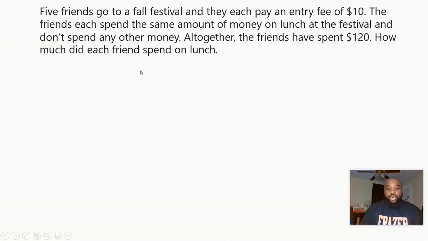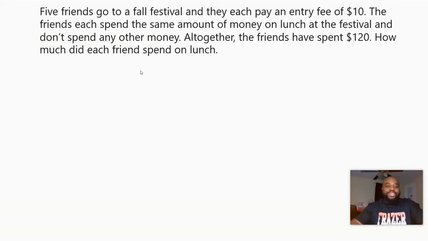Okay, so in this next question, we're going to see two different ways to solve this problem, okay? Because what I don't want you to think is that there's only one way to do a certain problem. You can do it whichever way works for you, okay? We're still going to look at tape diagrams, but like I said, I'm going to show you two different ways to do it, okay?